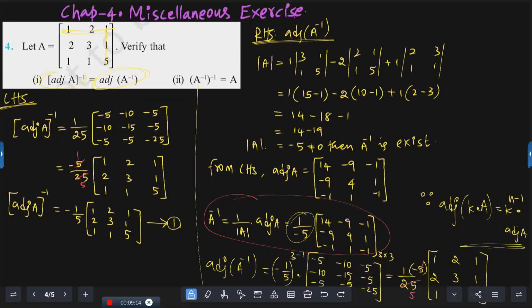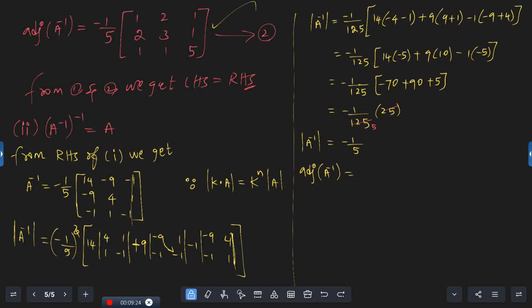On the previous page, here we have adjoint of A inverse. This we can use. In the next page itself we have adjoint of A inverse. Adjoint of A inverse is only what we needed, and that you can use.